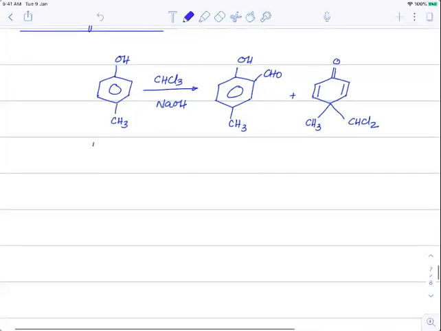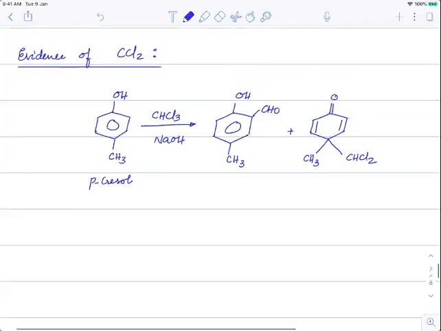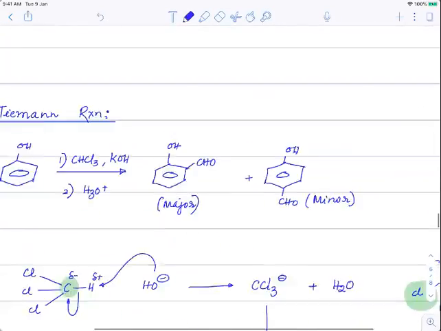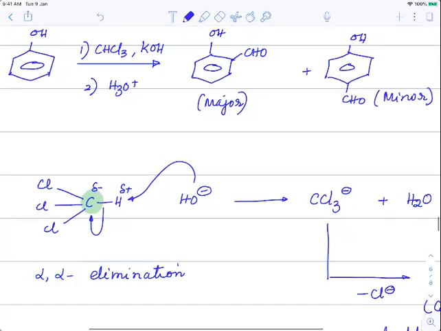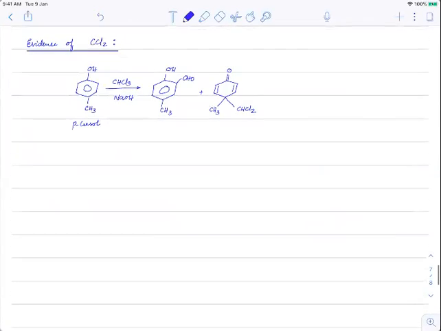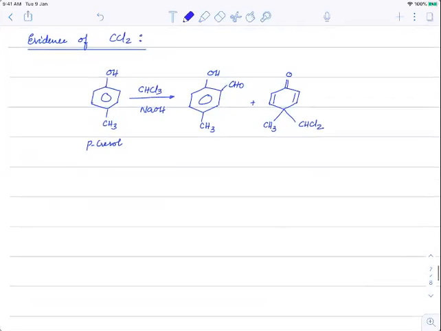Alright. This molecule is called cresol because it has a methyl at the para position. Okay. I forgot to mention, we are getting two major products here. Initially, this major product which we are getting is called salicylaldehyde. That is the common name of this molecule. Now, if we take cresol, we will get a para substituted salicylaldehyde or para methyl salicylaldehyde.